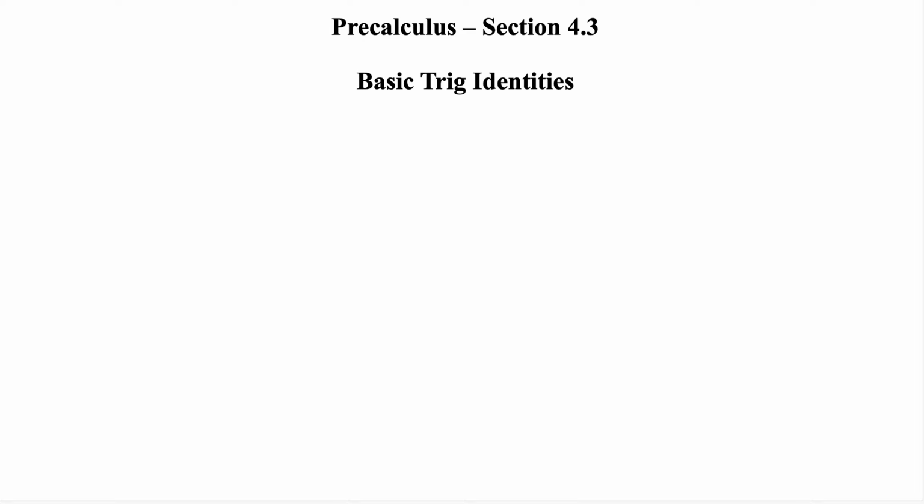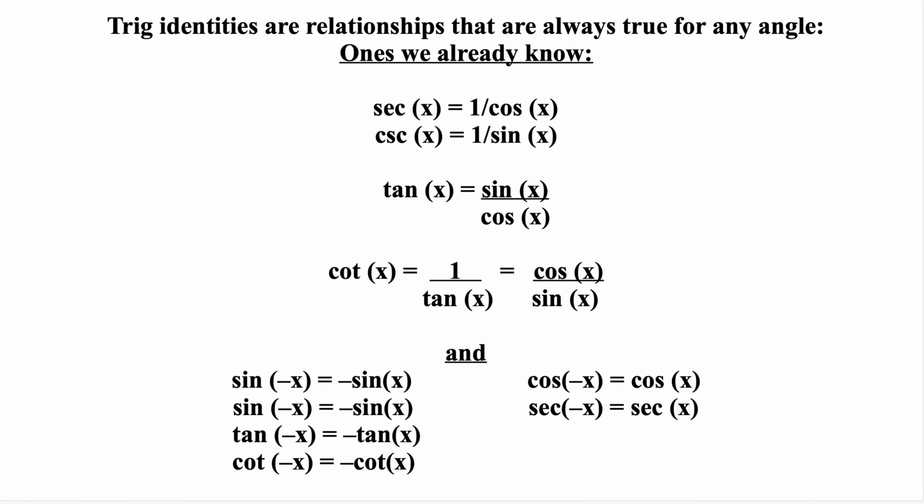Okay, so now we're going to talk about some more basic trig identities. Some of these you've already seen, specifically these. So we know that secant is 1 over cosine, cosecant is 1 over sine, tangent is sine over cosine, and cotangent is the reciprocal, so it's the same as 1 over tangent, or cosine over sine. Pretty straightforward ones, but these are the ones you should have committed to memory.